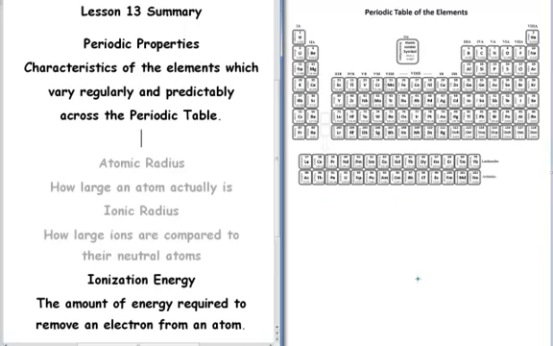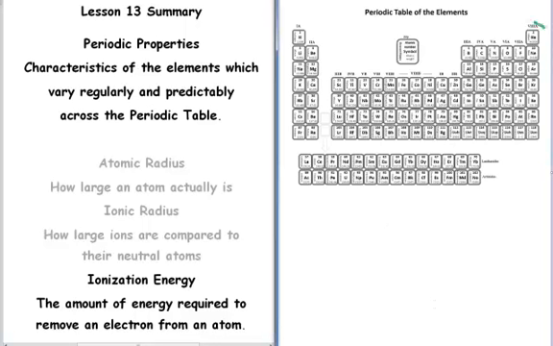The last periodic property that we're going to look at is called ionization energy. Ionization energy is the amount of energy required to remove an electron from an atom. So remember from when we worked on electron configuration, we learned that all of the atoms want to have 8 valence electrons to be like the noble gases over here. So ionization energy is referring to everyone except the noble gases because they're already happy.